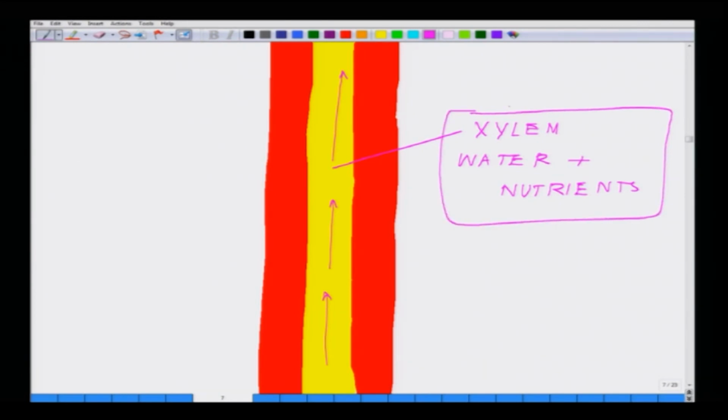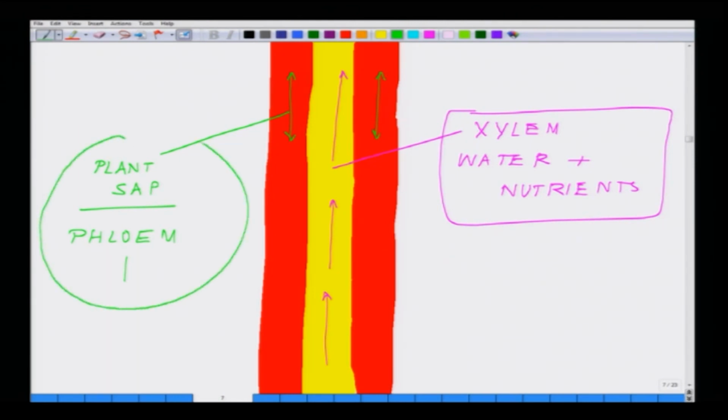And what you see in the phloem vessels on this side, these are the ones which are ensuring the transport of plant sap, or whatever the molecules are synthesized by the plant. The energy-rich molecules or the storage molecules remain in the phloem.